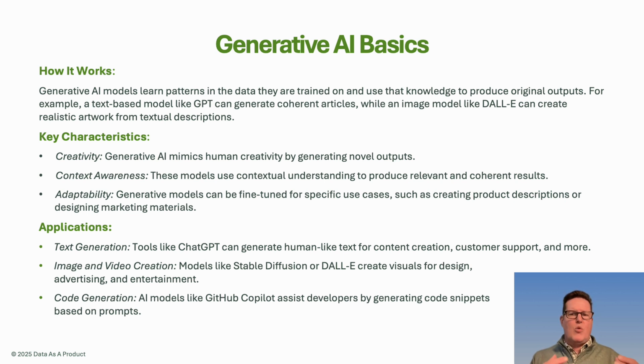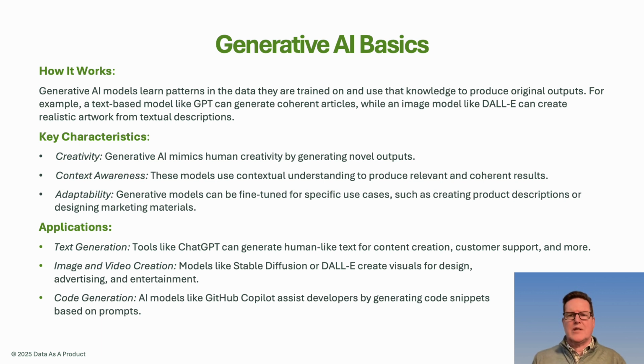Second, it has awareness of the context. They use this to produce relevant and coherent results. And third, adaptability. Generative AI models can be fine-tuned for specific use cases, such as creating product descriptions, designing marketing materials, or even coding. Now let's talk about a couple of the applications.